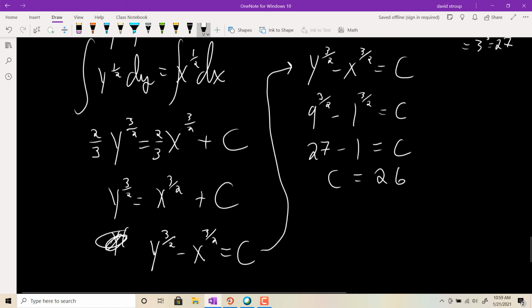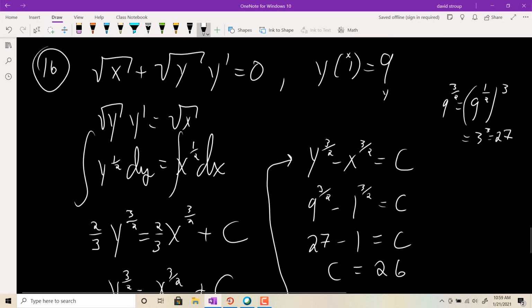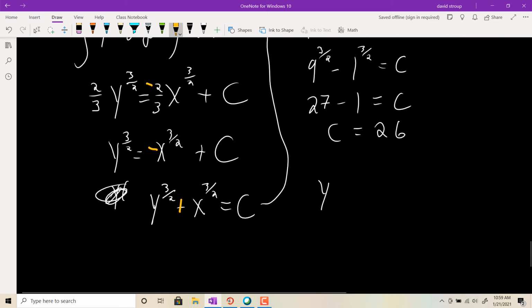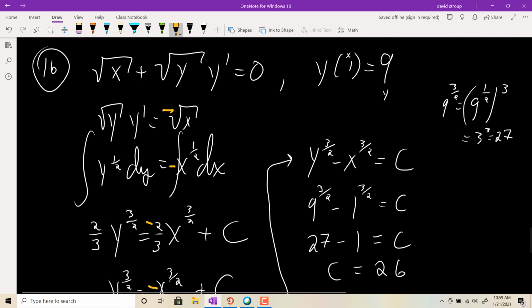And then I could write up my particular solution then. Y to the, did I screw something up? Did I lose a negative? I lost a negative there. I apologize. There should be a negative right here. Then that'll be negative. This will be negative. This will be negative. And then this will be positive. And then this will be positive. This will be positive. This will be positive. Finally, this will be 28. If I can get my pen to work. Sorry about that.